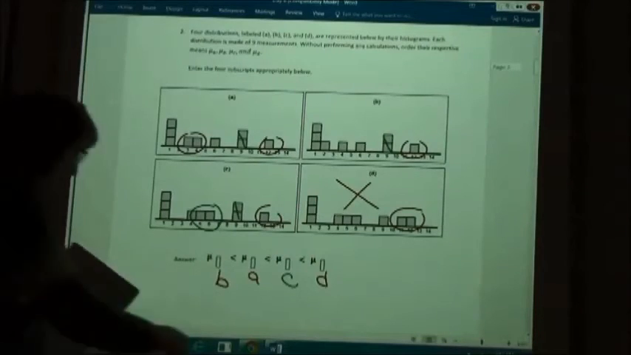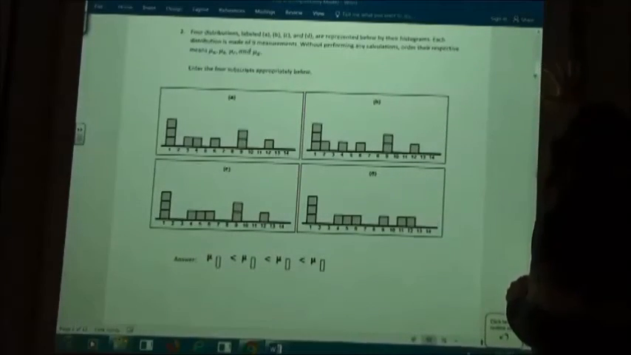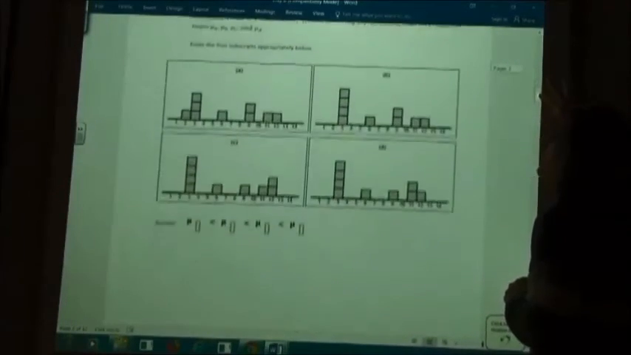All right. While I'm moving the board, think about the next one.